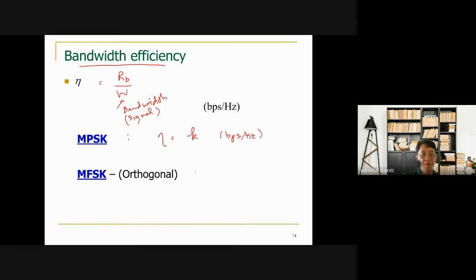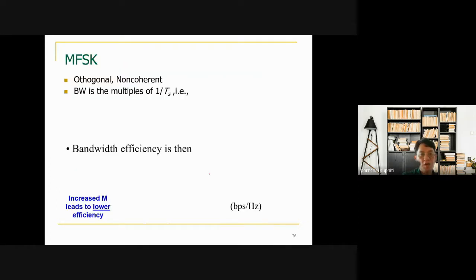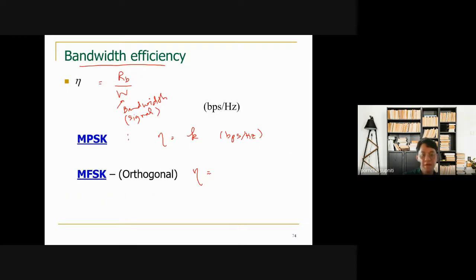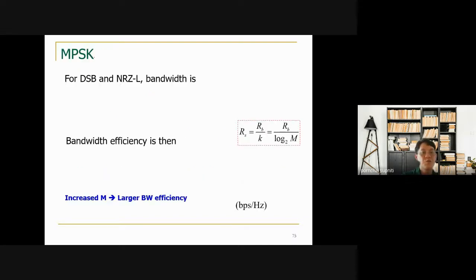But for MFSK, this is equal to, I don't remember, I have to derive it. I think it's 2K over M plus 1 or plus 3. I'll come back to this. Let us derive first, and I'll come back to this page. I think it's M plus 3, if I remember it right. Okay, now let's derive for each one.